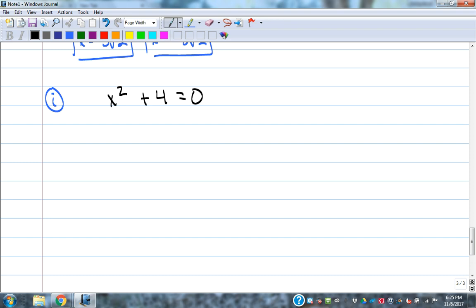Does it have a plain x? No, so solving it by what is the easiest way? Square roots. So what do I need to do to be able to solve it by square roots? Subtract 4. Get x squared by itself. That's the idea.